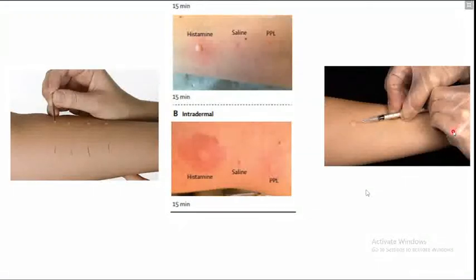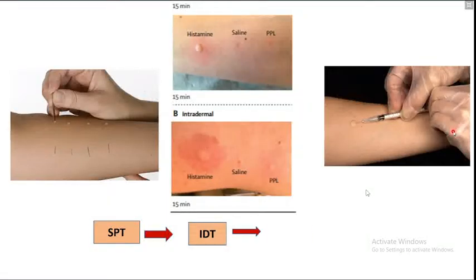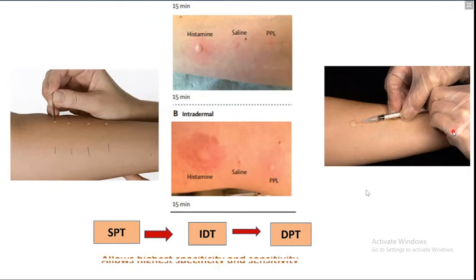Now, this is how you do the skin prick test. You put the correct concentrations of the drugs onto the forearm, and then you prick with a lancet. You do it with the positive and the negative controls, and you read the reaction after 15 minutes. If the skin prick test is negative, you can proceed with the intradermal test, and if the intradermal test is negative, you can do the provocation test or the graded challenge.